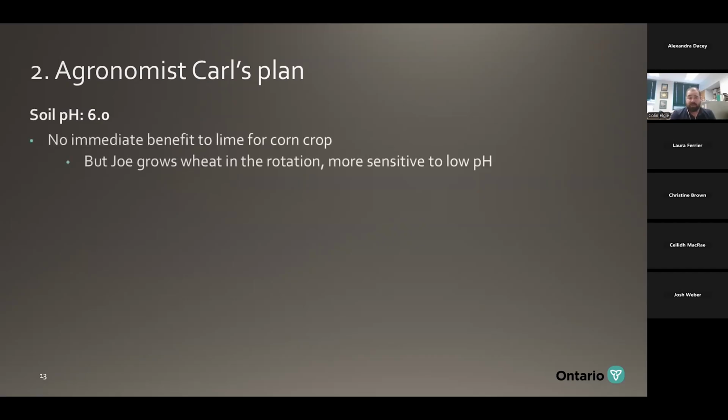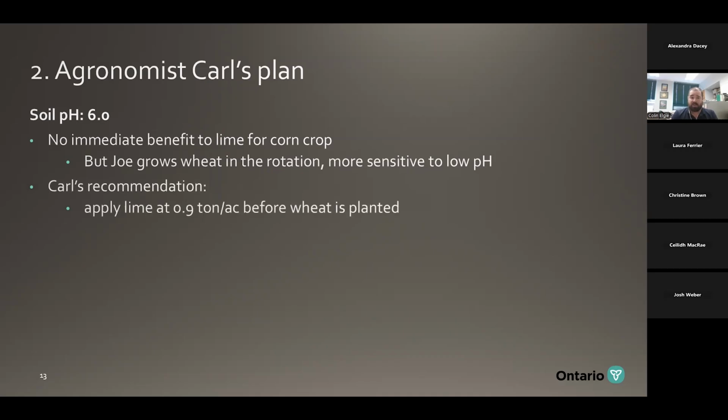So if we look at the soil pH again, Carl notes no immediate benefit for that corn crop to lime, but he knows that the farmer, Joe, grows wheat in the rotation, which is more sensitive to low pH. And so it's not necessarily always as simple as an individual crop. It's looking at that whole rotation and how that fertility can affect it. So Carl's recommendation is to apply lime at 0.9 tons per acre before that wheat is planted.